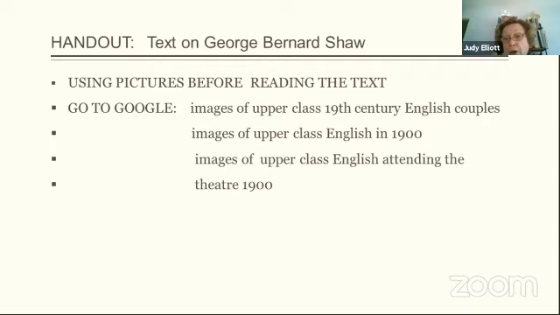Images of upper class 19th century English couples, because George Bernard Shaw is an English writer. He lived from about 1856 to 1950. He wrote about England and the upper class, so I wanted some pictures about English society to show students. That's why I Googled these things. You have to be inventive. If your students are going to do research, you have to give them these kinds of phrases, and help them understand what to Google in order to get the kinds of pictures you want. Next slide.